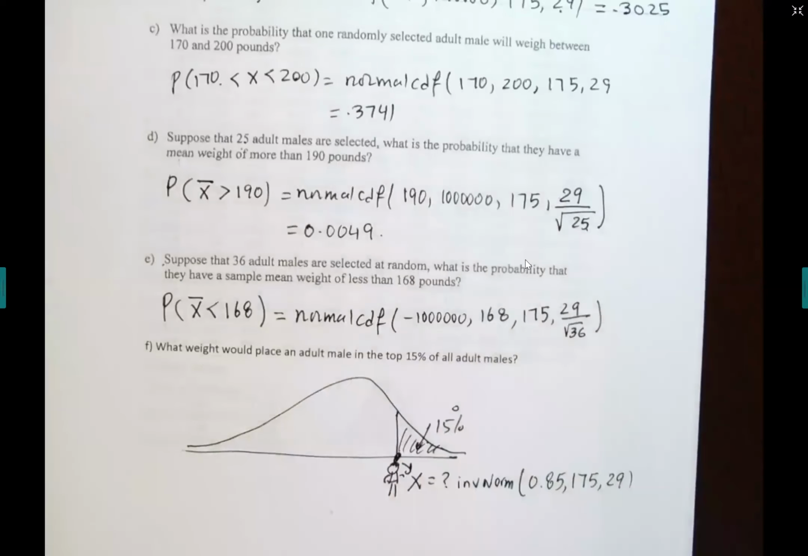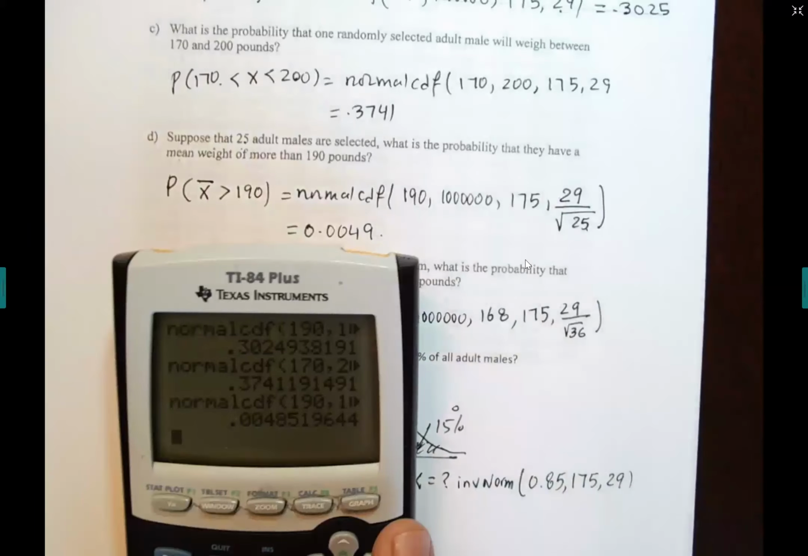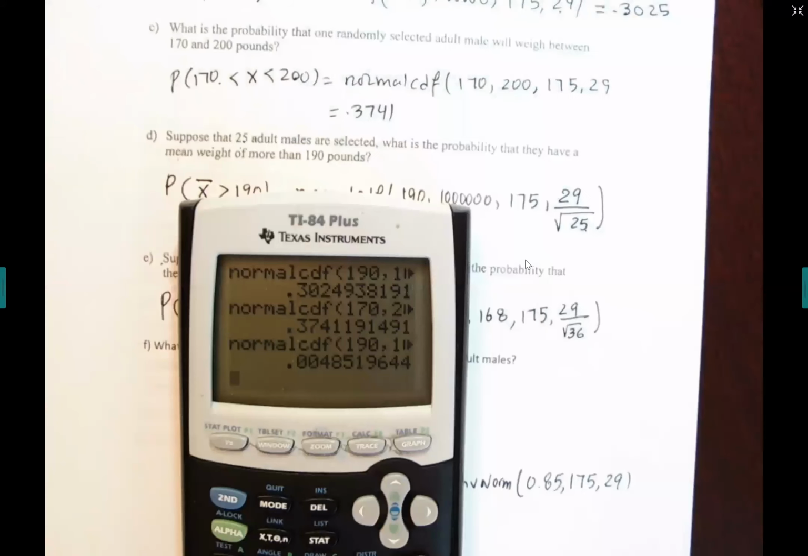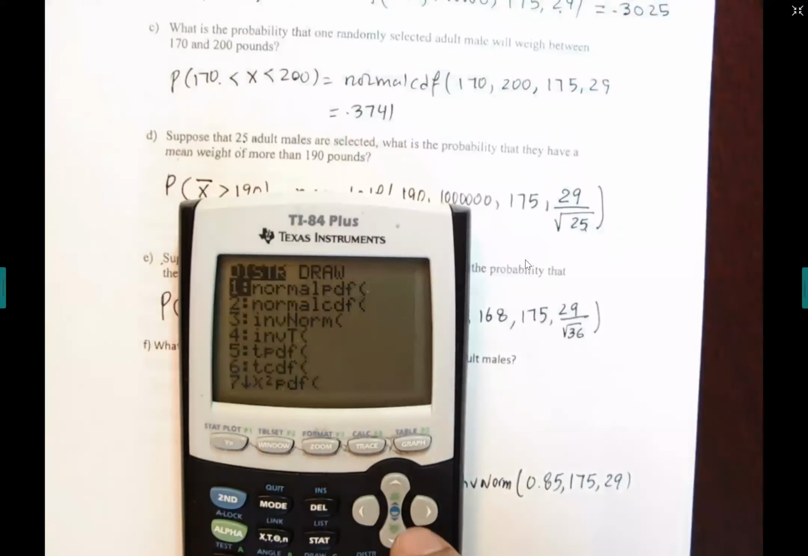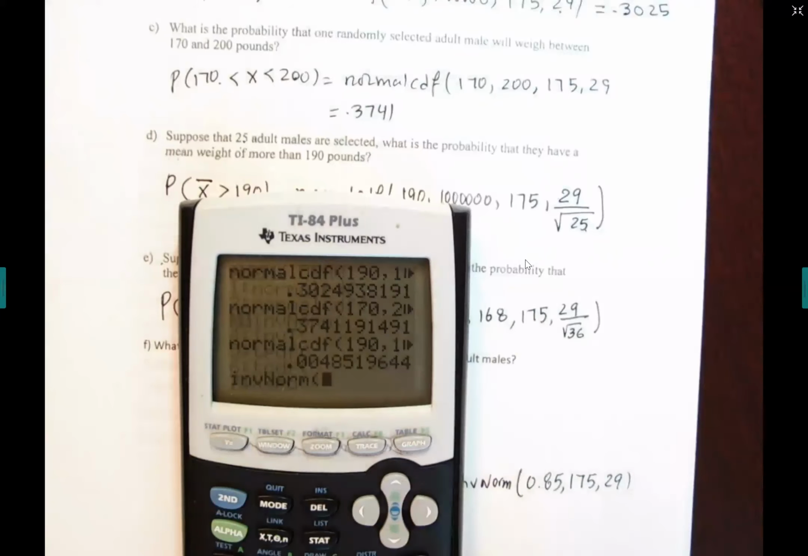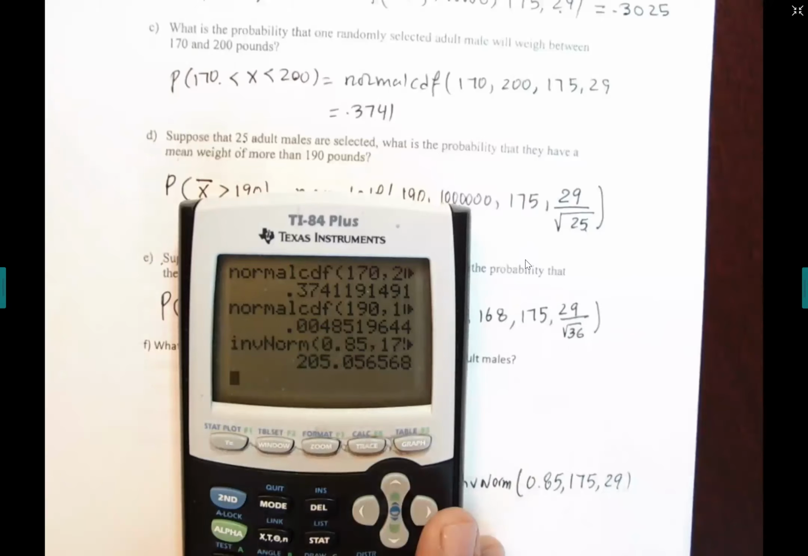Let me do this. This is not going to be normal, guys. It's inverse norm because he gave you the probability and he wants X, so you just go to number 3. And then you put 0.85, comma, 175, comma, 29, close. It's 205.06 pounds.